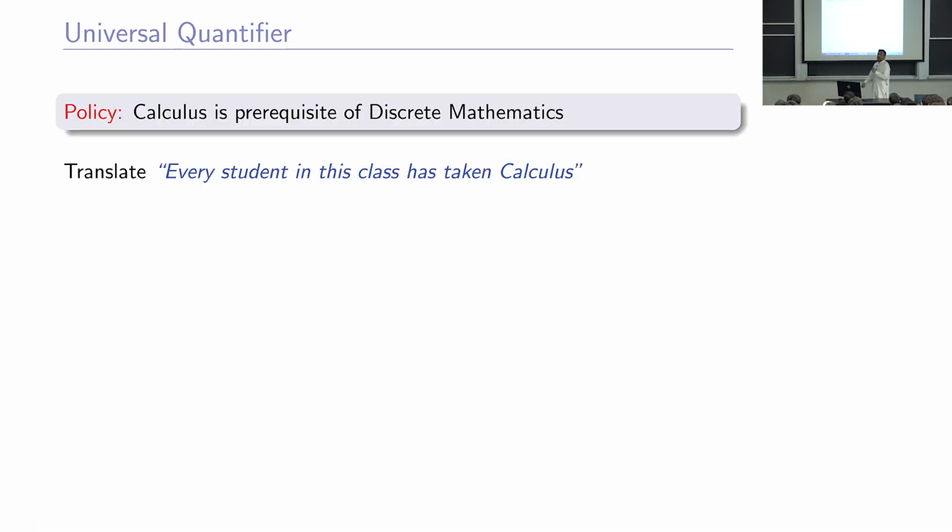Okay, here is a more relevant type of example. Here is a policy of LUMSx, or this course, CS210: calculus is a prerequisite of this course. Most probably true, right? Calculus is a prerequisite of this course. That means every student who is in this class, registered in this course, not just in the classroom, must have taken calculus, right?